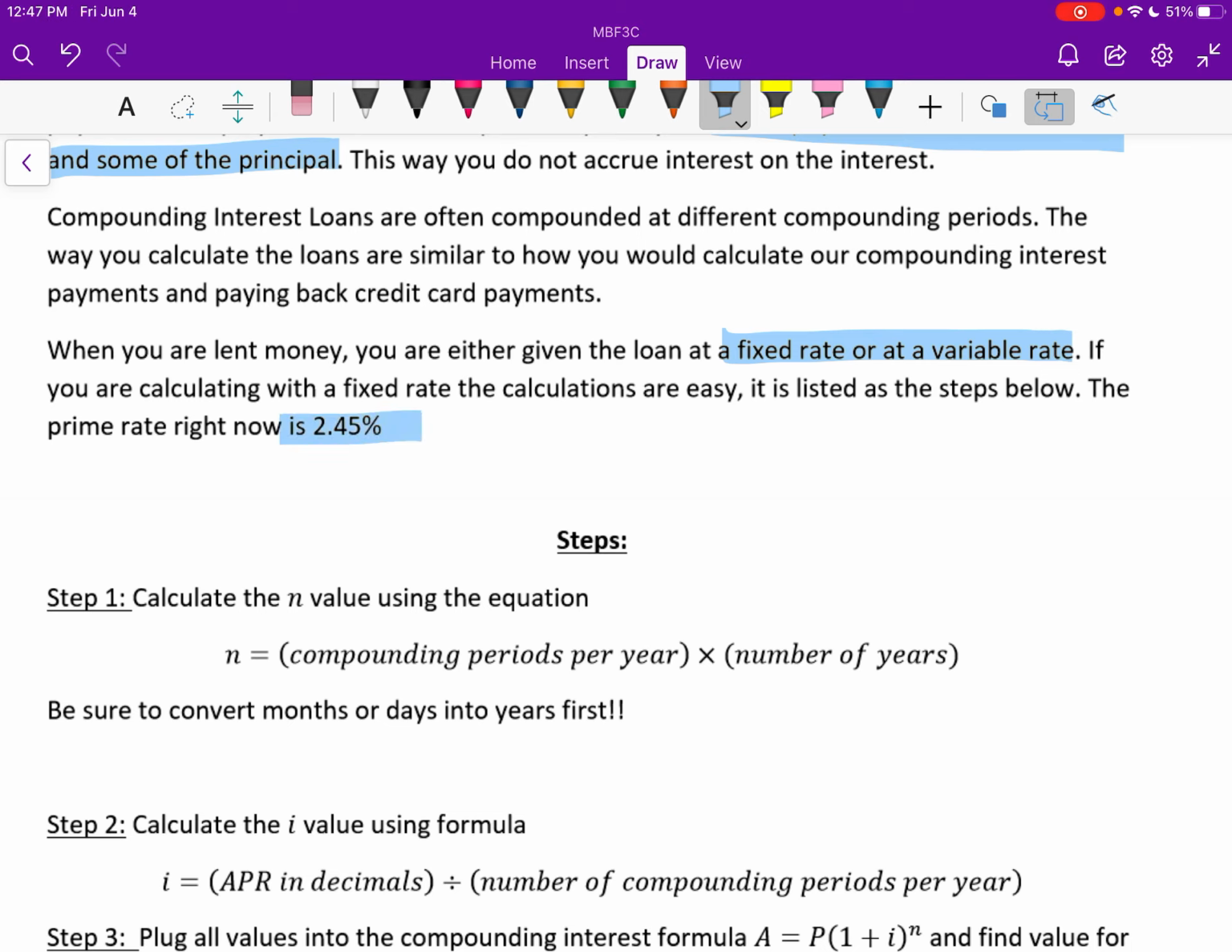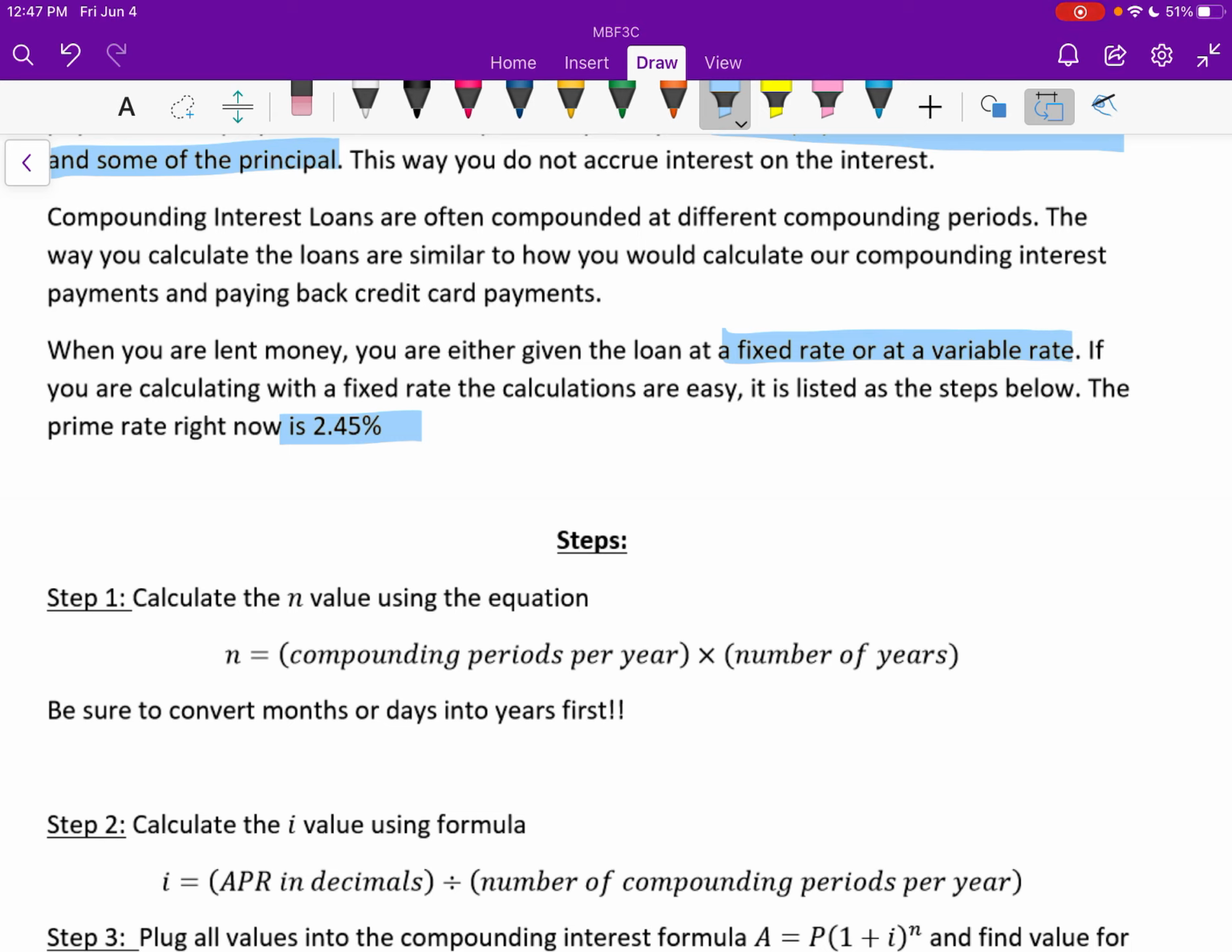When I show you how to use the loan calculator, you can actually calculate with a variable rate as well, or a floating rate as they would say. So the prime rate right now in Canada, according to TD, is 2.45. That's the one at most banks. Each bank has a different prime rate, and the prime rate fluctuates. So sometimes it goes up, sometimes it goes down. Right now, because we're in the middle of a pandemic, it's actually pretty low just because of the economy.